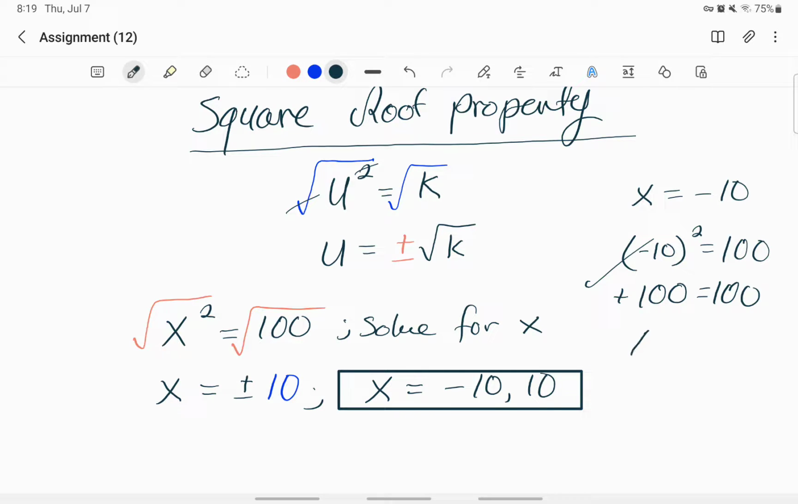And conversely, x equals positive 10. Plug 10 into the original. 10 squared equals 100. 100 equals 100. That's why you need the two solutions, the plus and the minus. Check this one out.